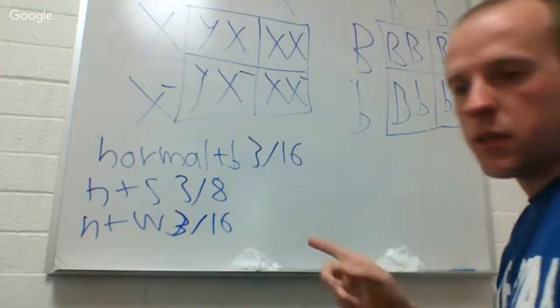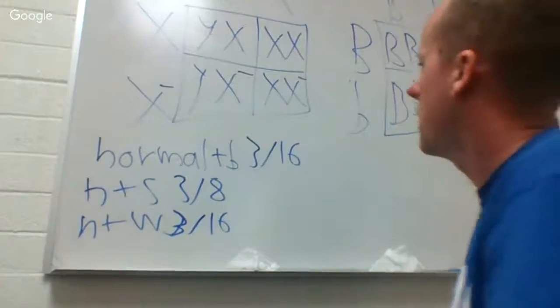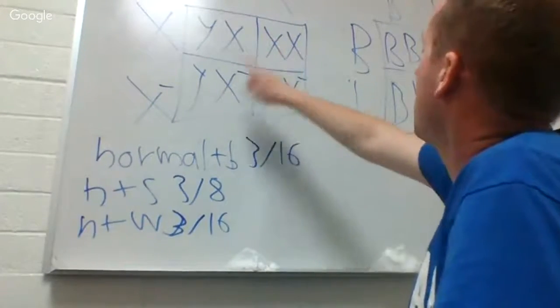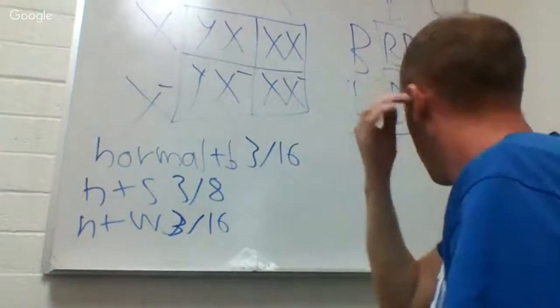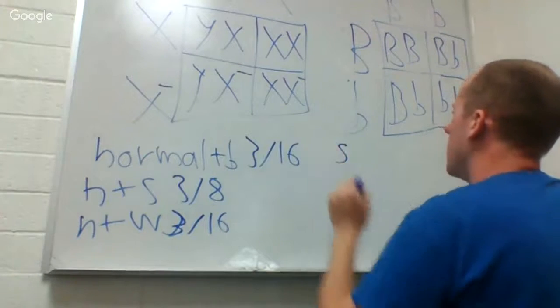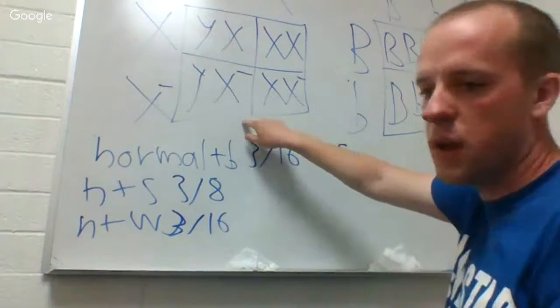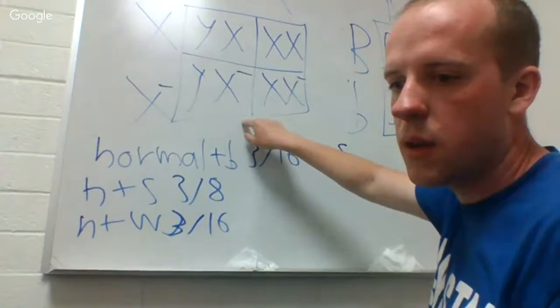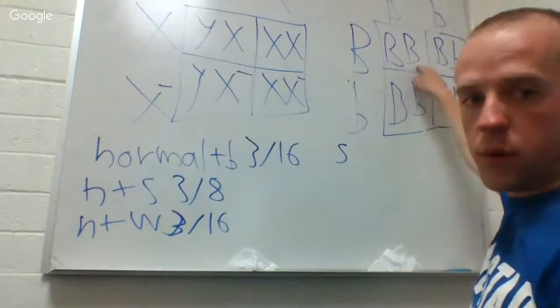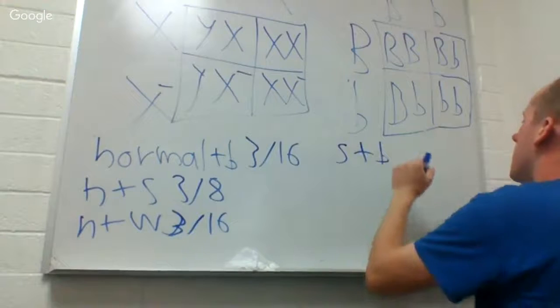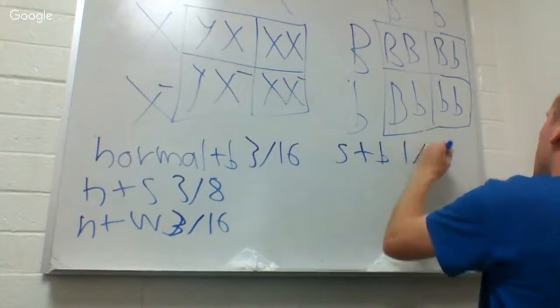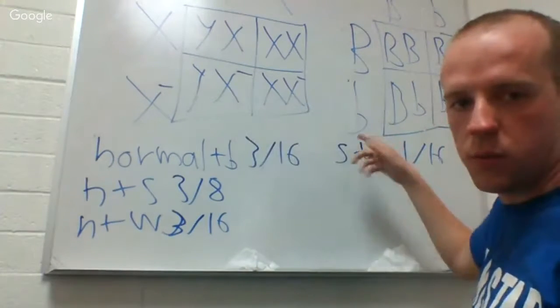Okay. Now next we have shaker. So shaker, there'll only be 1 that's shaker. 1 out of 4 is shaker. So 1/4 is shaker, and black. Black is also only 1/4. So shaker and black is 1 out of 16, because 1/4 times 1/4 is 1/16.